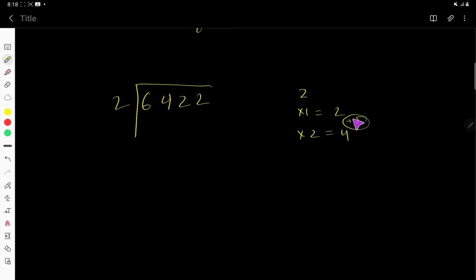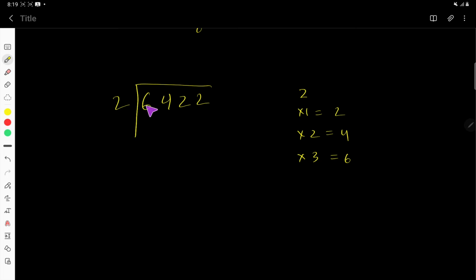Okay, let us take another example. How to divide this by 2? Look, we need the multiplication table of 2. How many times does 2 go into 6? Look, 2 times 1 is 2, 2 times 2, just add 2 to this 2, 4, then 2 times 3, just add 2 to this 4, 6, right?